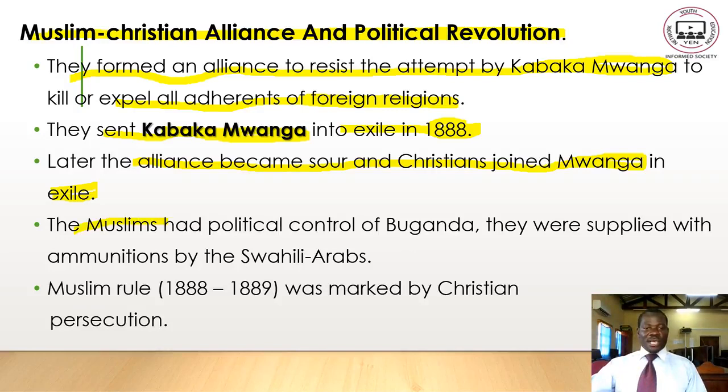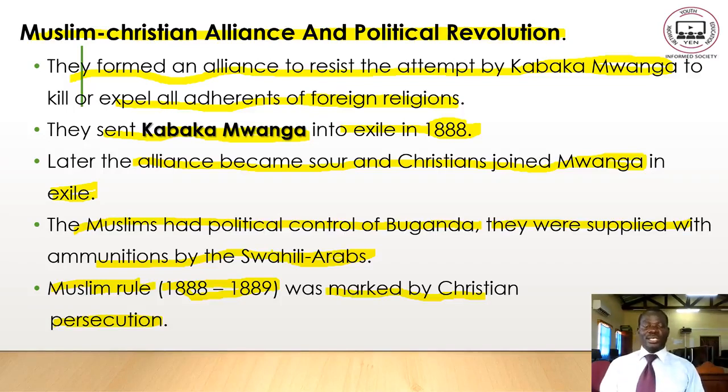So Muslims had political control of Buganda. They were supplied with ammunition by the Swahili Arabs. So Muslim rule was there between 1888 and 1889, and during that time it was marked by Christian persecution. When the Muslims dominated Buganda, it happened that the Christians were killed. They were persecuted. They were killed.